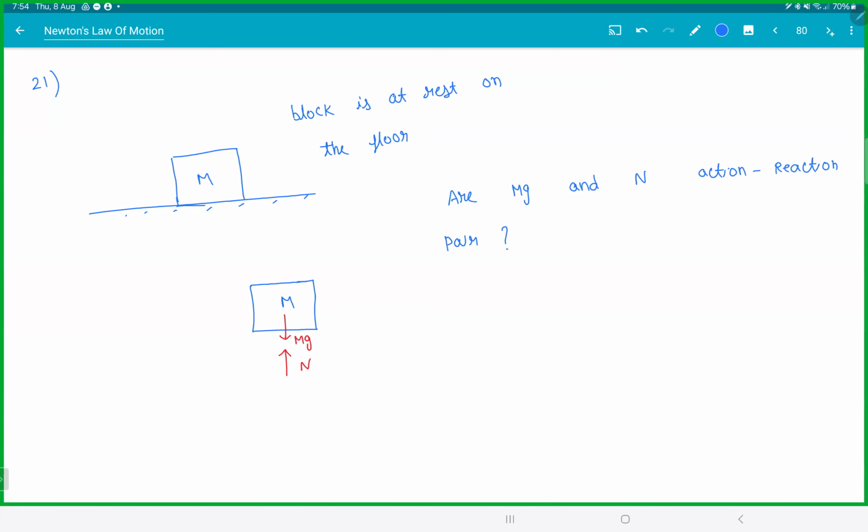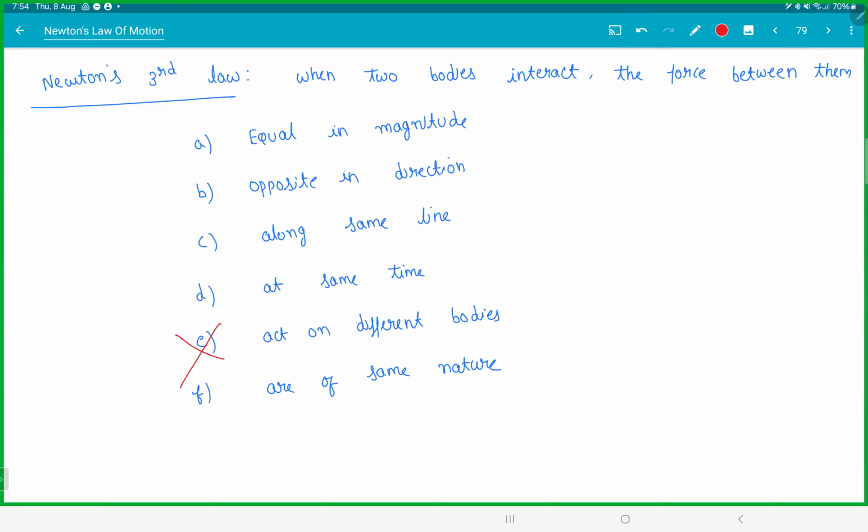What is the catch? What do you think? Are they an action-reaction pair or not? Why? What is the reason? First, look at the first condition. They should be equal. Let's assume they're equal. Second, they should be in the opposite direction. Fair enough. Same line, fair enough. Same time, fair enough. On different bodies, that is wrong. The fifth condition is gone.